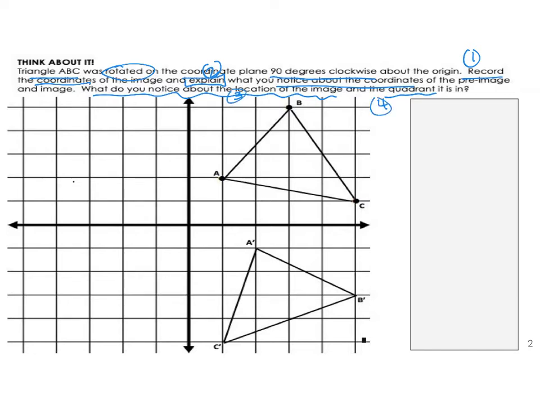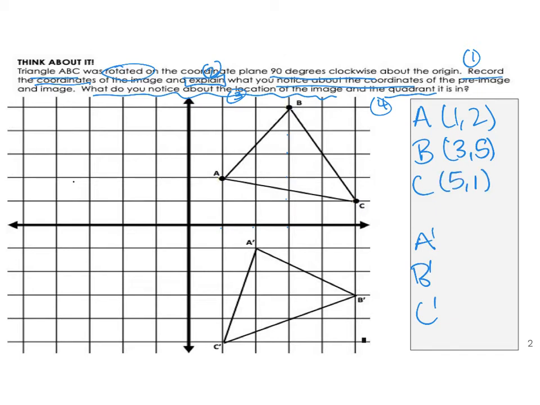The first thing is pretty simple. Let's get these ordered pairs down. So we have A, B, C, and then A prime, B prime, C prime. A is located at 1, 2. B is located at 3, 5. And C is located at 5, 1.